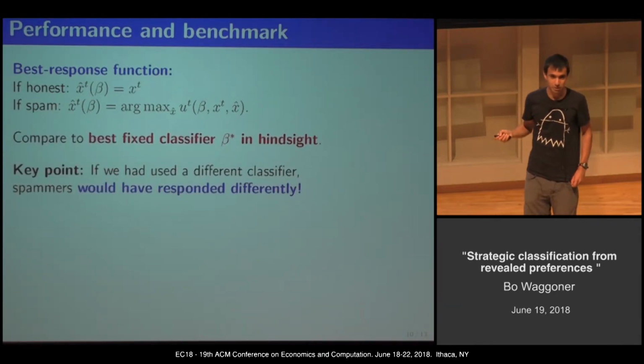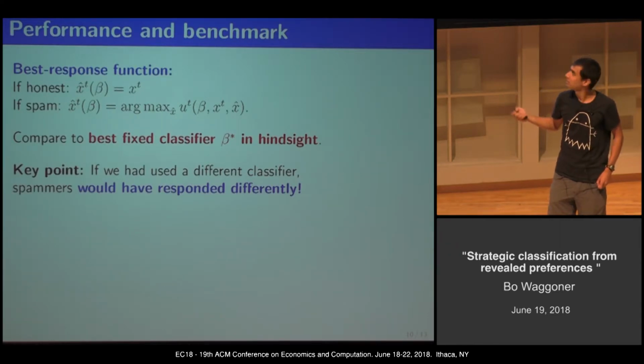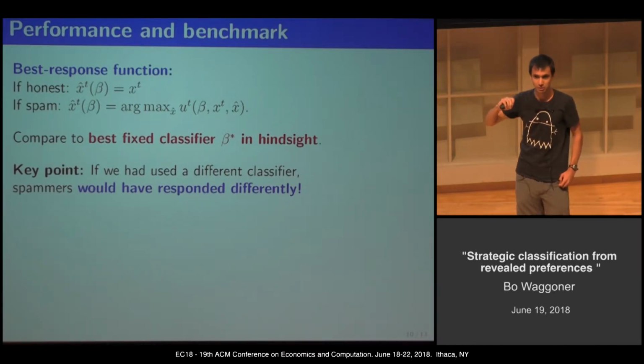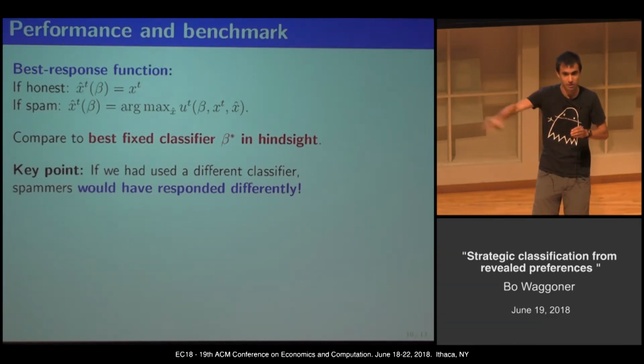Okay, so now what's our benchmark? So generally in online learning kinds of problems like this, you want to compare to the best fixed classifier in hindsight. So if I had known all of the agents that were going to be sending emails, and I picked the optimal beta star in advance and just stuck with it, how would that have performed?